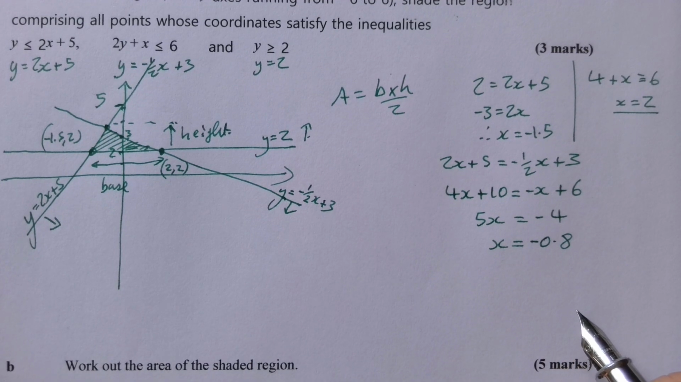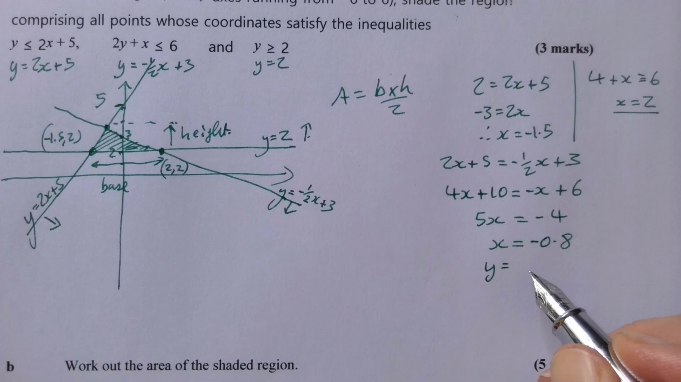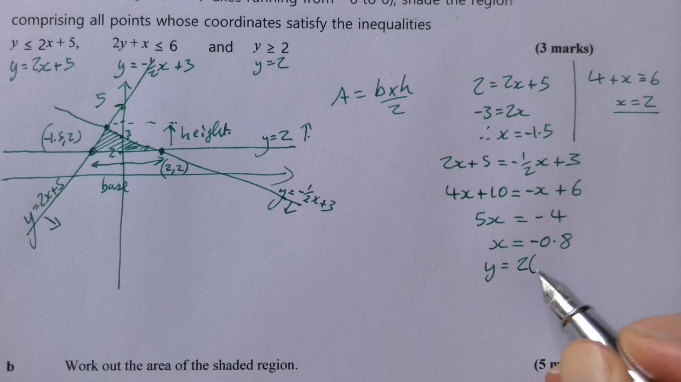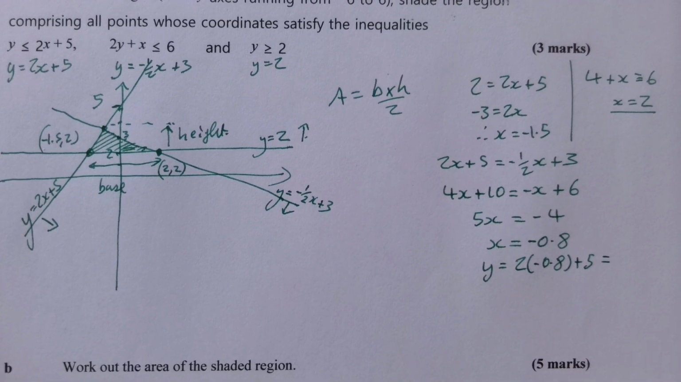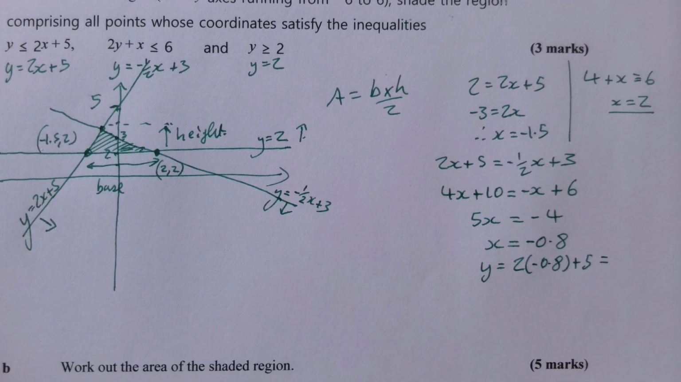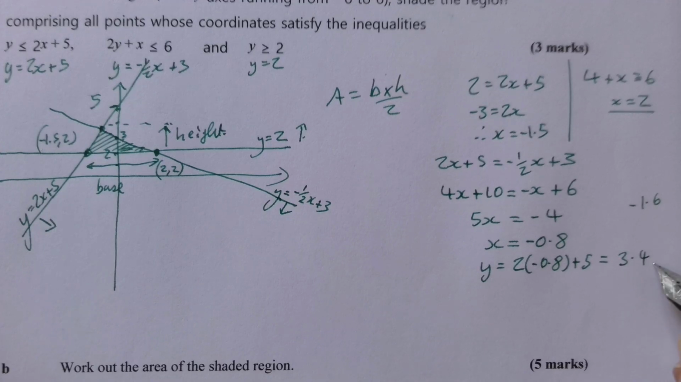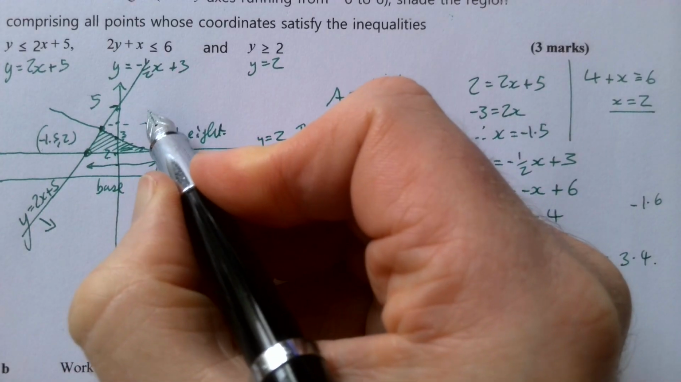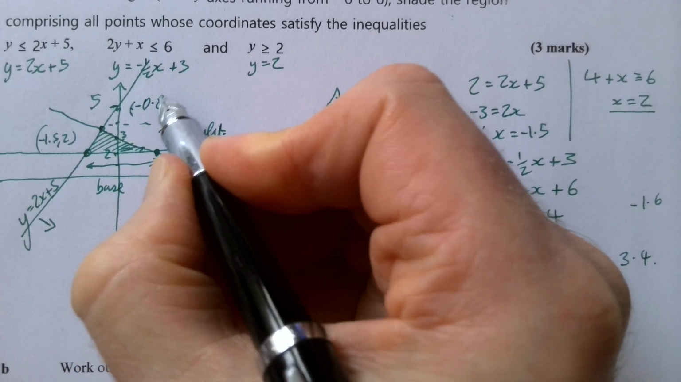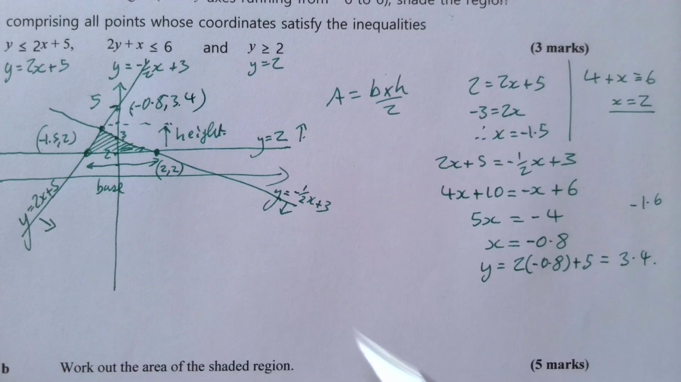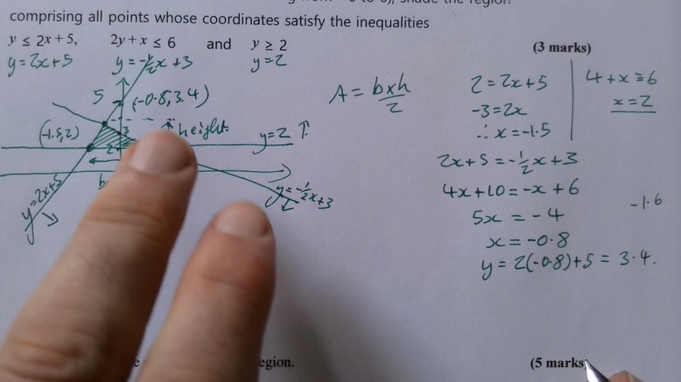At that point, what is y? Y is going to equal 2 times negative 0.8 plus 5. And if we whack that into our calculator, what do we get? We get negative 1.6, that'll be 3.4, won't it? So the point is negative 0.8, 3.4. But the bit we're really interested in is that height bit between.